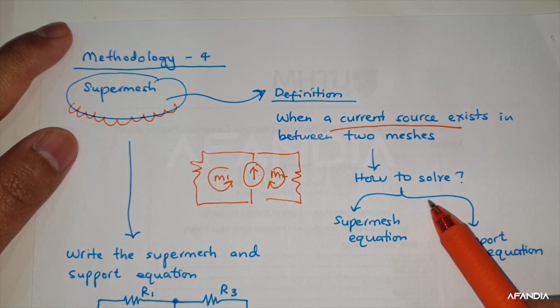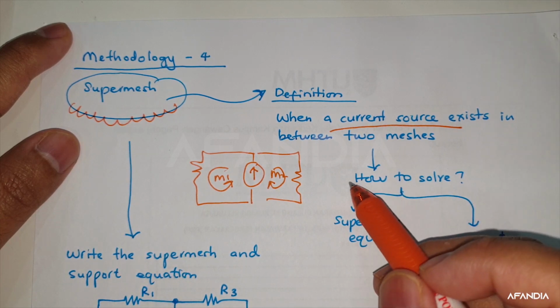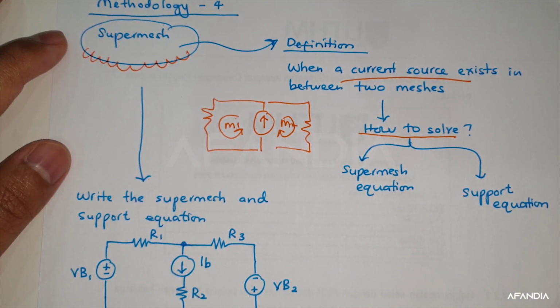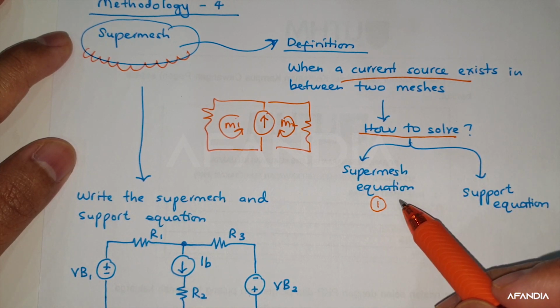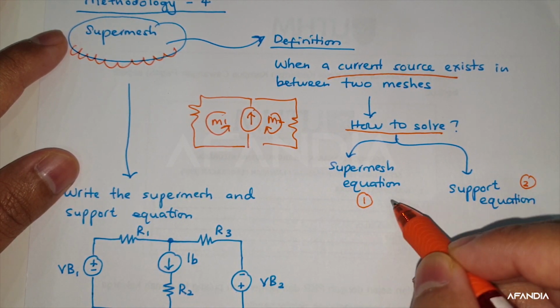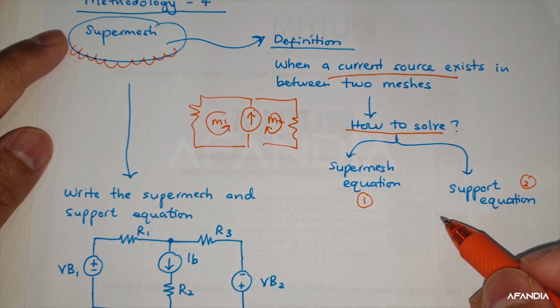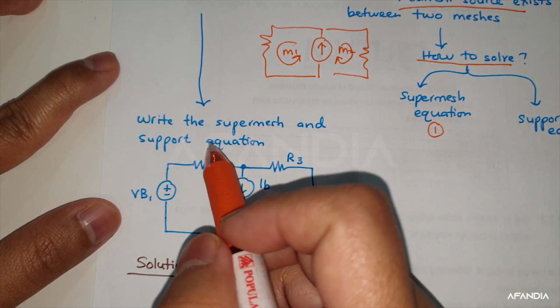So you have two different meshes, this is M1 and this is your M2. So how to solve if we have this sort of configuration? We need to firstly prepare the supermesh equation, and as well as number 2, our support equation. I will explain later. Let's start with this example.